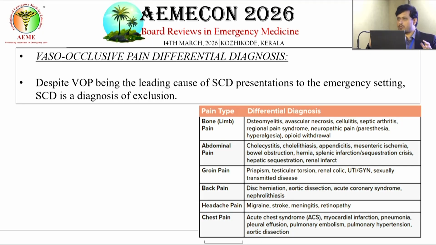Whenever a patient with SCD is presenting to the emergency department, you can't directly tell that the patient is having VOC. Whenever the patient is complaining of pain in some region, you have to think about the differential diagnosis also. If the patient is having bone pain, think about other causes like osteomyelitis, avascular necrosis. If abdominal pain is there, cholecystitis, cholelithiasis; also groin pain, back pain, headache. So along with the evaluation of VOC, we have to think about the different causes, the differentials also, and address those problems as well.